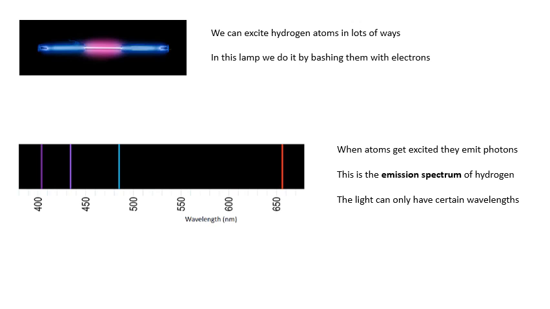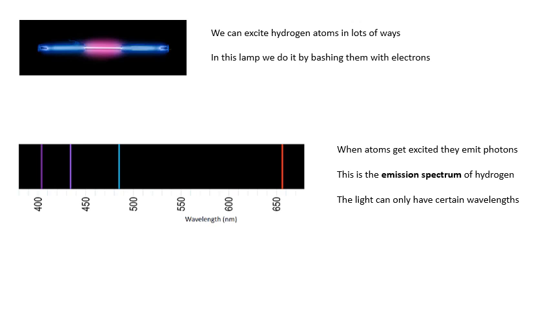Okay, now in a previous video talking about atomic structure, we talked about energy levels and the fact that electrons can only have certain amounts of energy and they can be excited. The electrons jump up to higher energy levels, and then when they fall back down again, they emit photons, which are packets of energy.